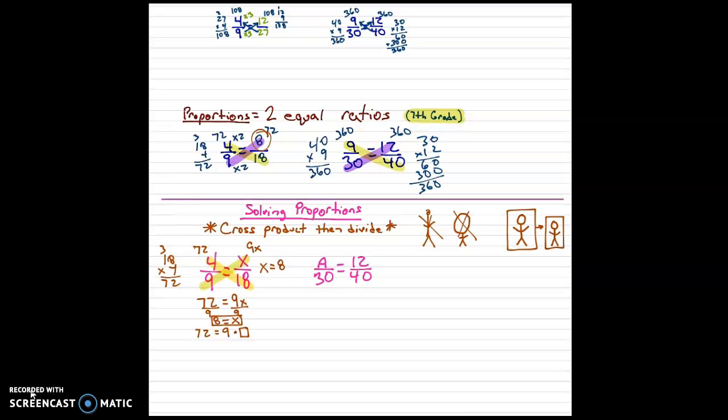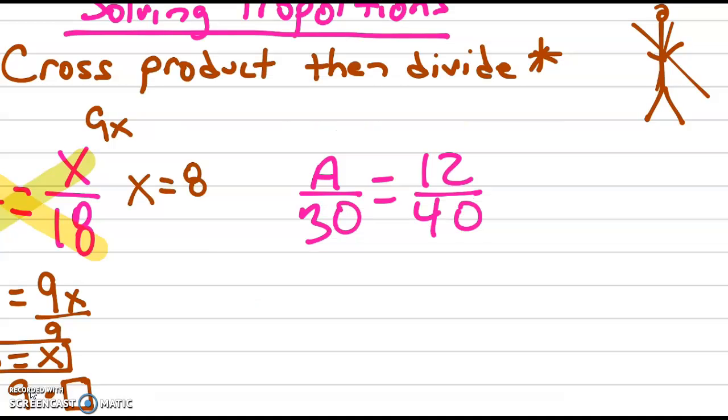Okay? So you just cross product and divide. You multiply what you can and divide by the other number. Okay? So let's look at this. Multiply what you can. Okay? Can we multiply 40 times a? You can. Your answer would just be 40a. So what can you actually multiply? 30 times 12. And then what do you have left?